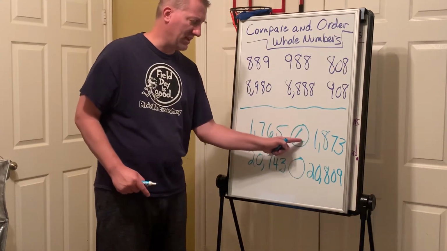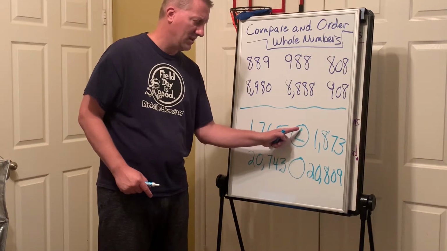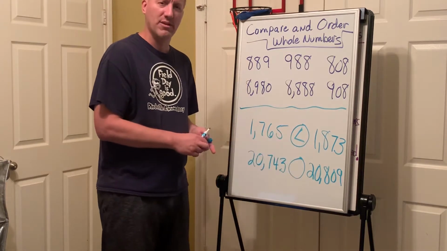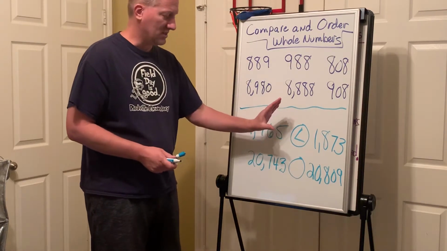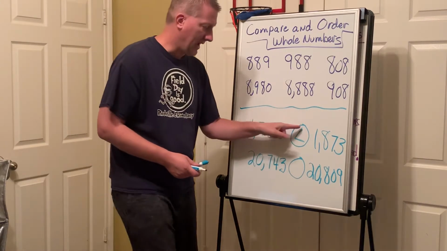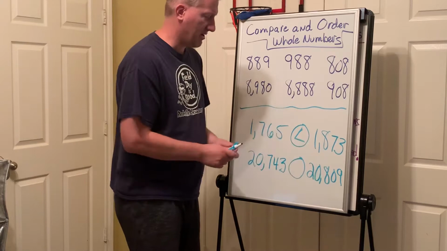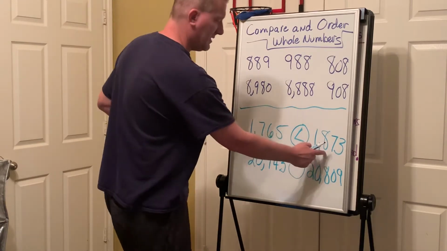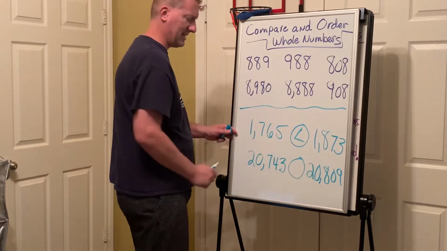And remember, the greater than symbol is the open mouth. We said it was an alligator or a shark, and the open mouth goes to the greater one. So that would be this one. The 8 is greater than that 7.